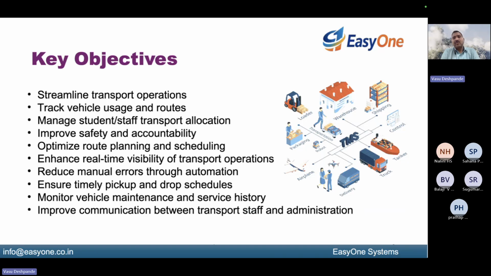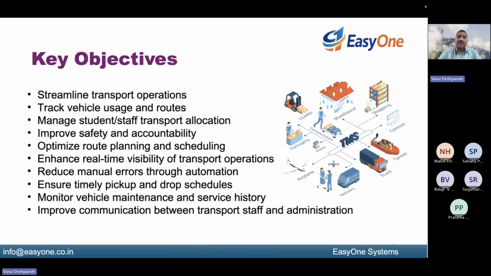The second is that you want to track vehicle usage. Which vehicle is available, which is going on schedule at what point of time, what route it's running on, how much it is loaded, which driver is loaded, and so on. When you have about 3 to 5 vehicles, it's easy to manage. But when it crosses 10 or 15, it will be helpful if you have a system like EasyOne, which is going to help with this transport management.